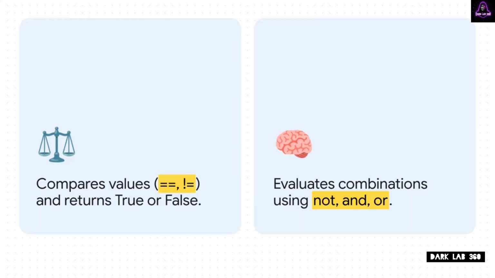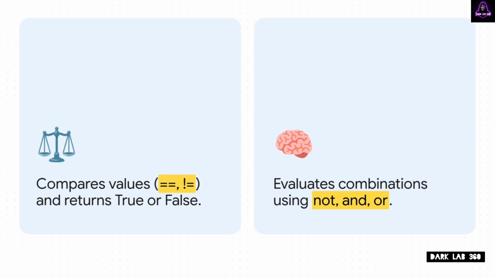So the really crucial takeaway here is that operators aren't just for math. They are decision-making tools. They help our code evaluate reality. Relational operators compare things. That double equal sign, that is how we actually ask Python, hey, are these 2 things exactly identical? Exclamation equals asks, are these not equal? The result is always a Boolean, true or false.